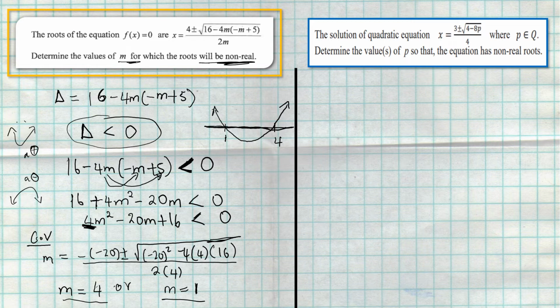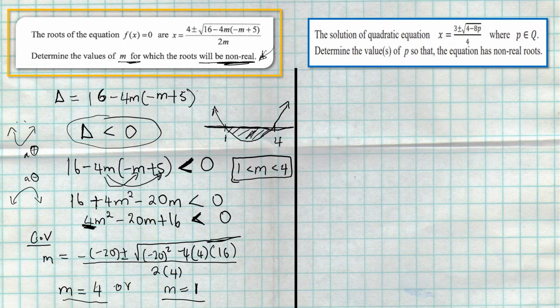So you check your inequality, it says less than, so less than is under, right? It's under the line because it's less than 0. So you can see it's when m is between what? Between 4 and 1. So when m is between 4 and 1, then our roots are going to be what? Non-real. So that's it.